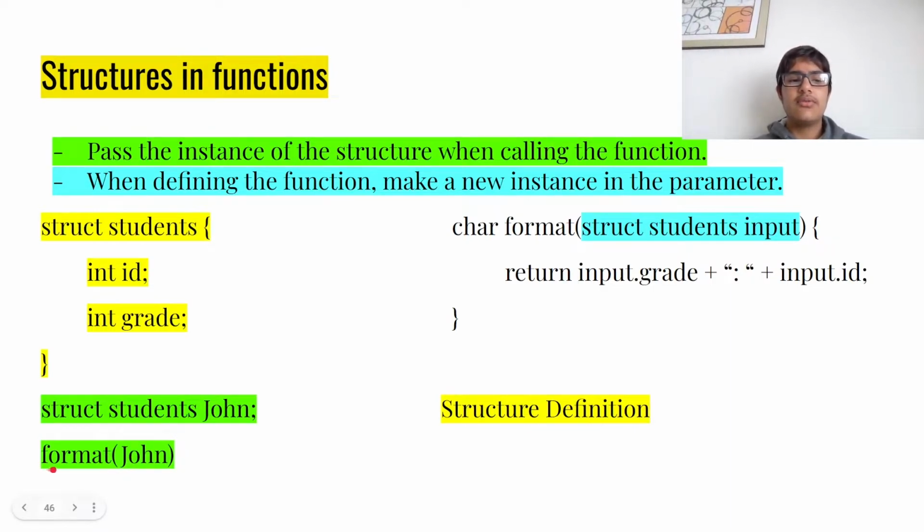As you can see here, format John. And inside our function, we have char format, and you have the struct student input. So this instance is the John that is being passed into the function. And over here, we can return the input.grade plus input.id as a character string.